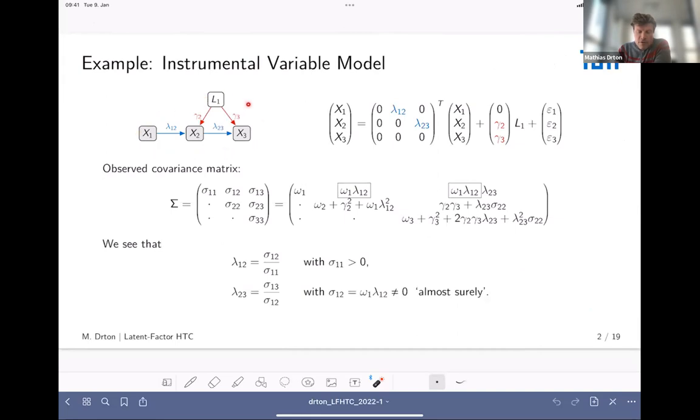Here is the graph abstracted of its context. I have three observed variables and one latent. If I think about the observed variables, their equations in compact form, I'm writing the vector of observed variables as a matrix times this vector of observed variables, plus something coming from the latent variable, plus a noise vector. And so here I'm just showing you these sparse matrices that appear in this vector equation.